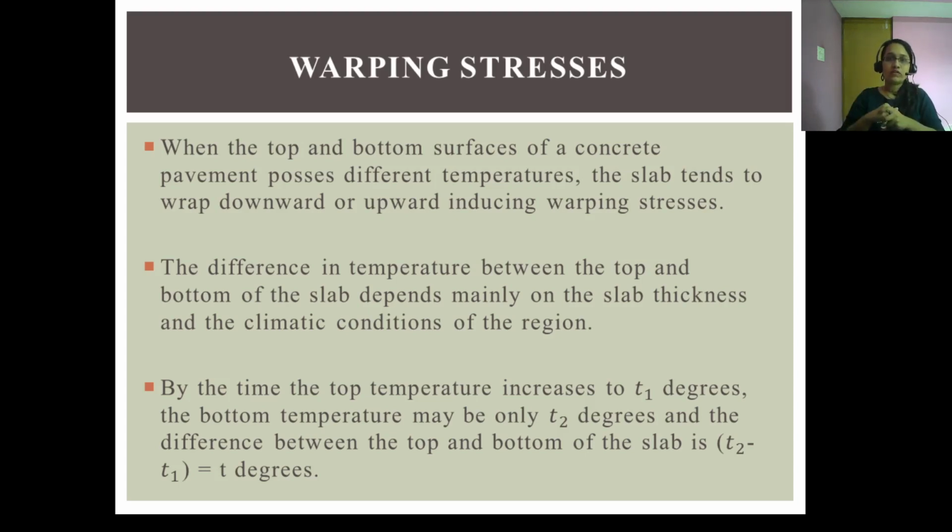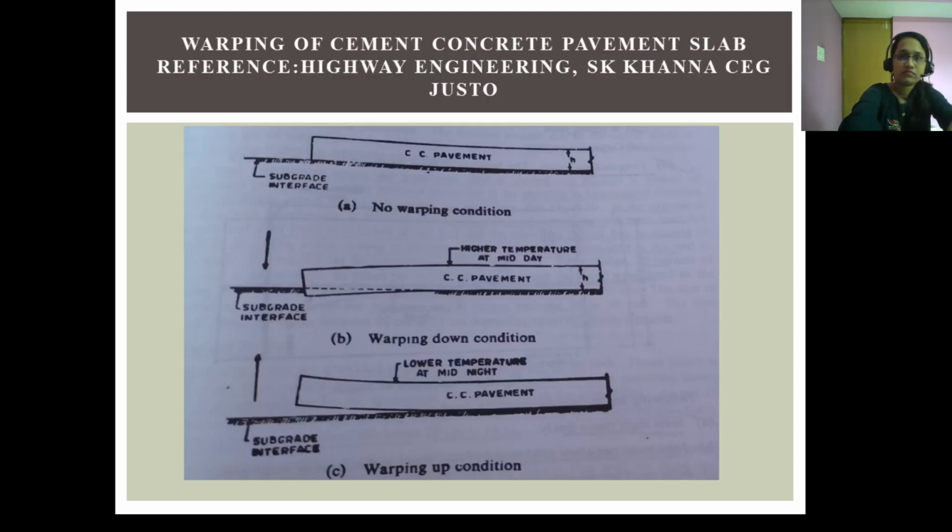By the time the top temperature increases to T1 degrees, the bottom temperature may be only T2 degrees, and hence the difference between the top and the bottom of the slab will be T2 minus T1, that is T degrees. You can see in this figure here the warping of the cement concrete pavement slab. This is taken from the reference Highway Engineering, Khanna and Justo.